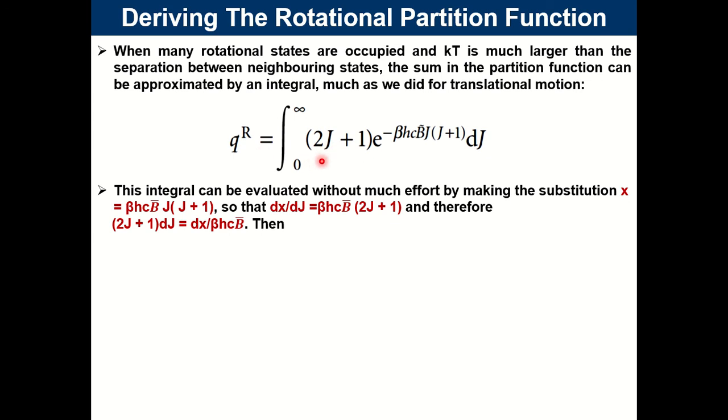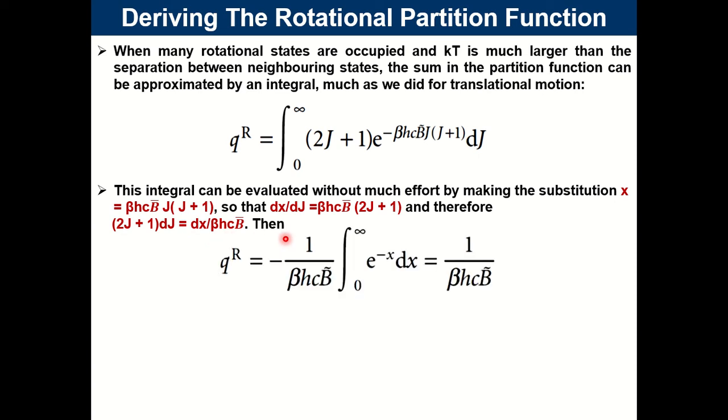So this is the partition function that we write for the rigid rotor. The integral, we again try to simplify it and write it in the form of x. So we define this as x, in terms of x, e to the power x. Then dx by dj becomes beta hc by B bar (2j plus 1), and therefore we have dx. So this becomes like this, and now we can again simplify it in this manner.